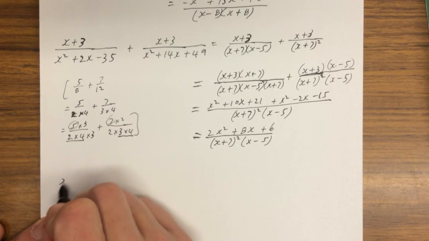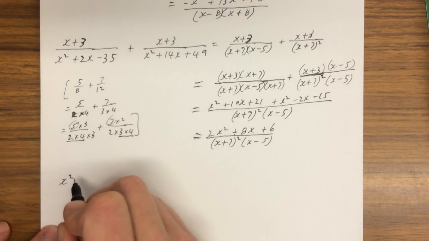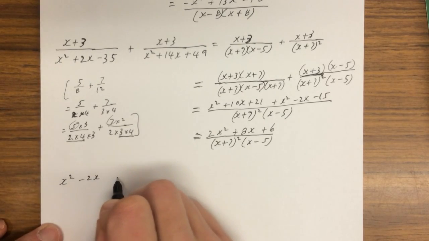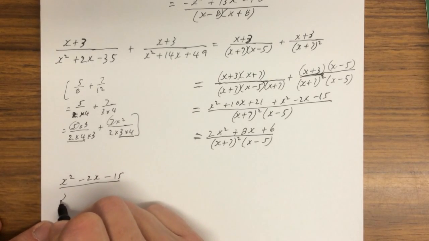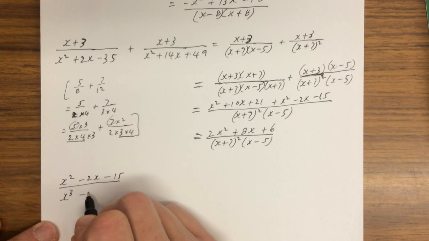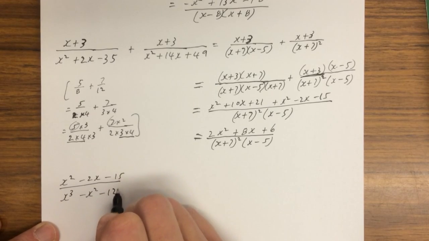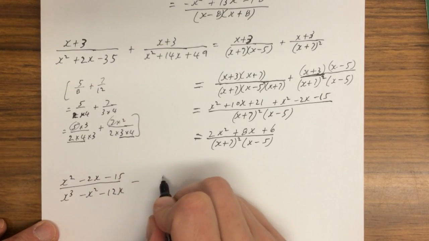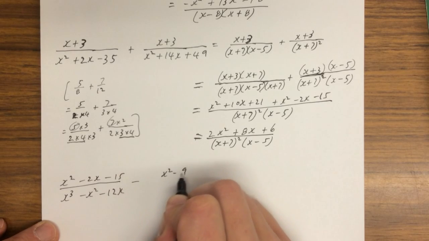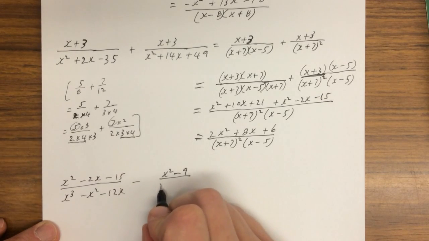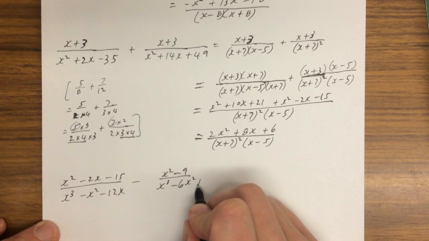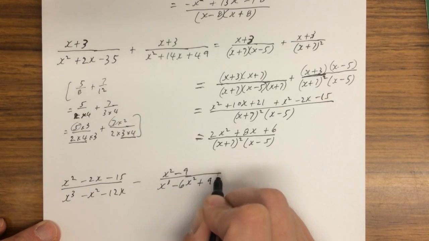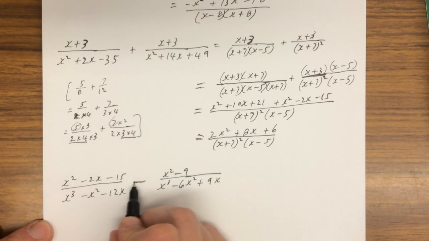is x squared minus 2x minus 15 all over x cubed minus x squared minus 12x, minus x squared minus 9 all over x cubed minus 6x squared plus 9x. Okay, and then you would factor these as well.